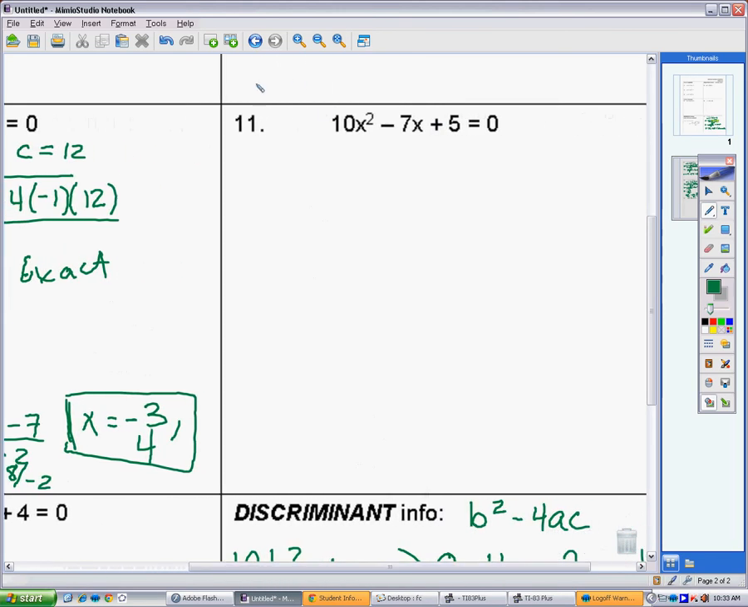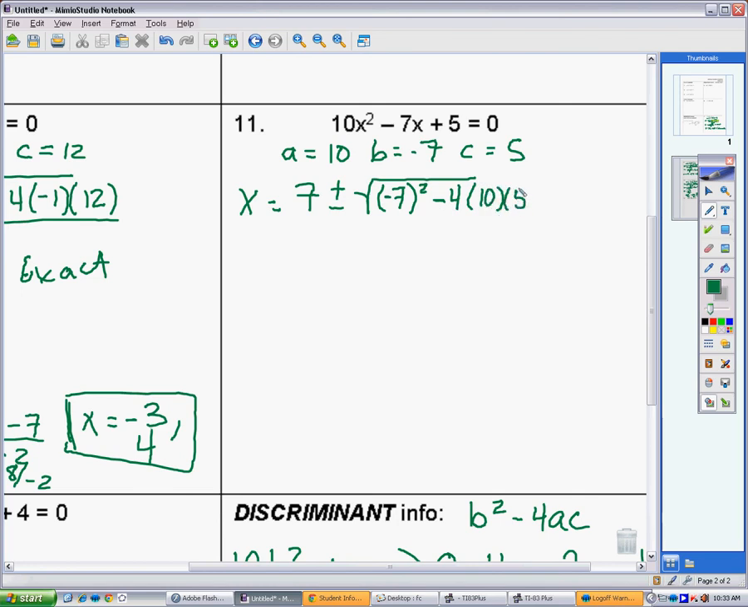Number 11, A is equal to 10, B is equal to negative 7, C equals 5. So x equals negative b. B is already negative, so that's going to make it positive 7, plus or minus the square root of, parentheses again because it's negative, negative 7 squared minus 4 times 10 times 5 all over 2 times 10.